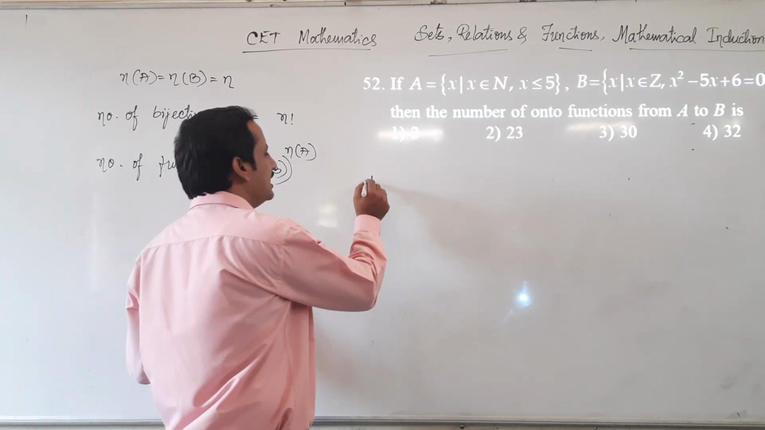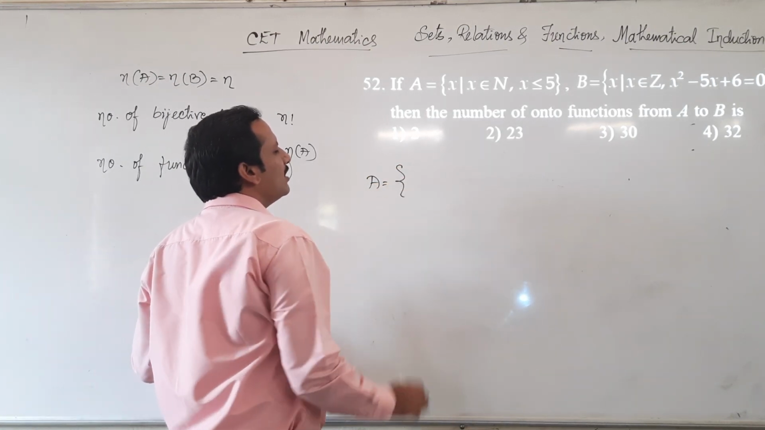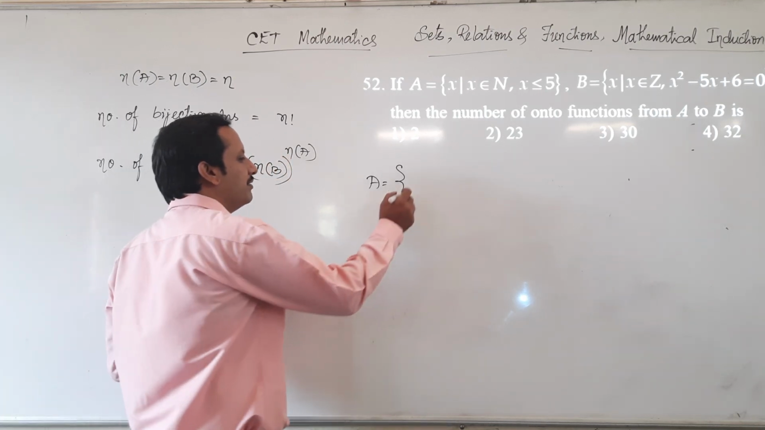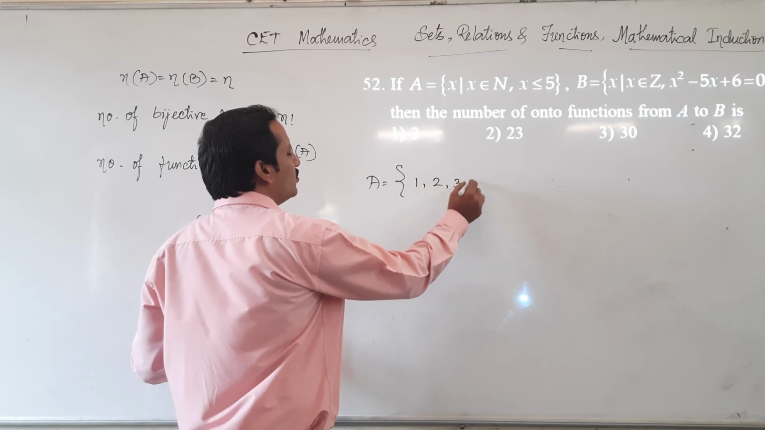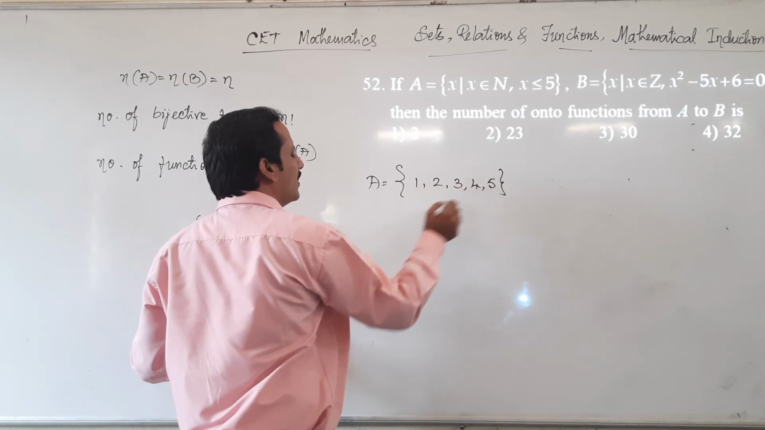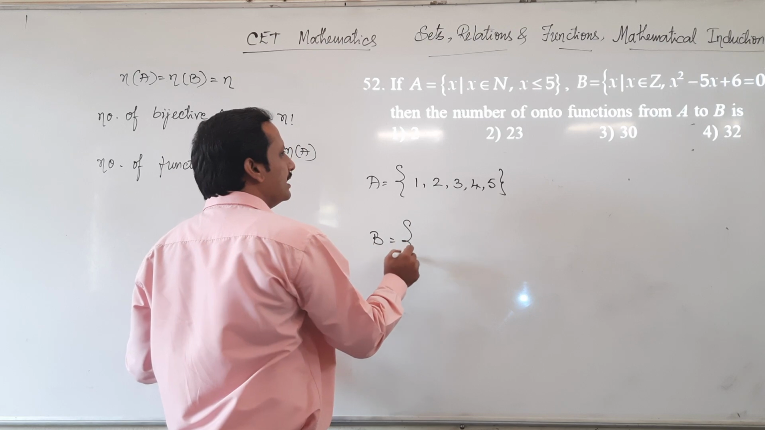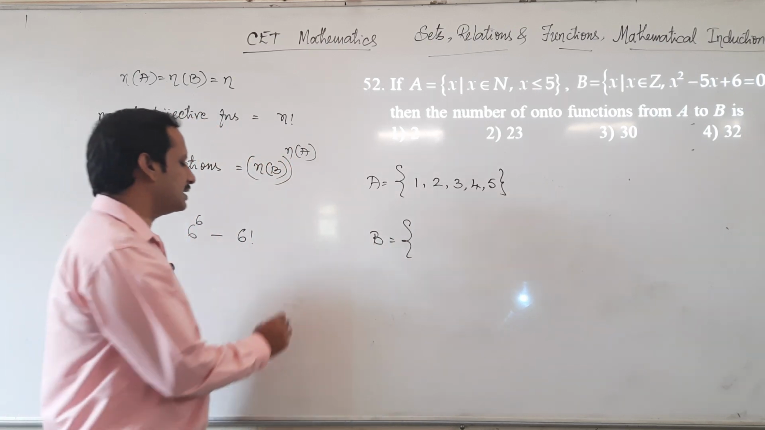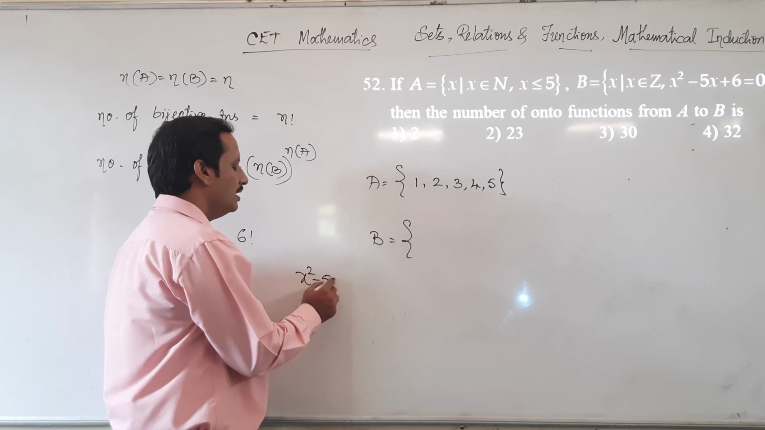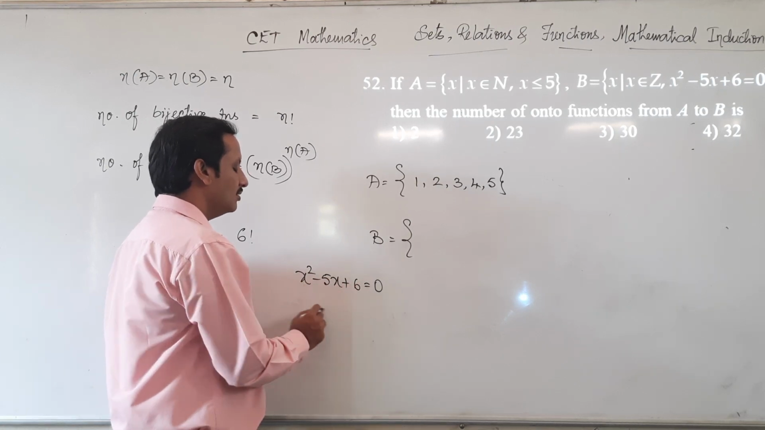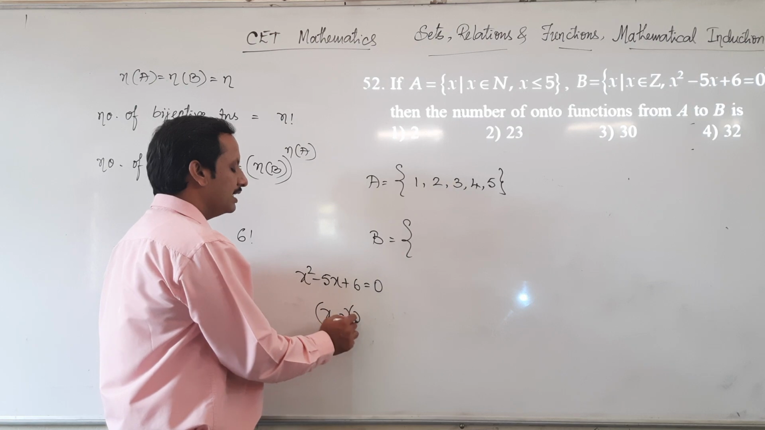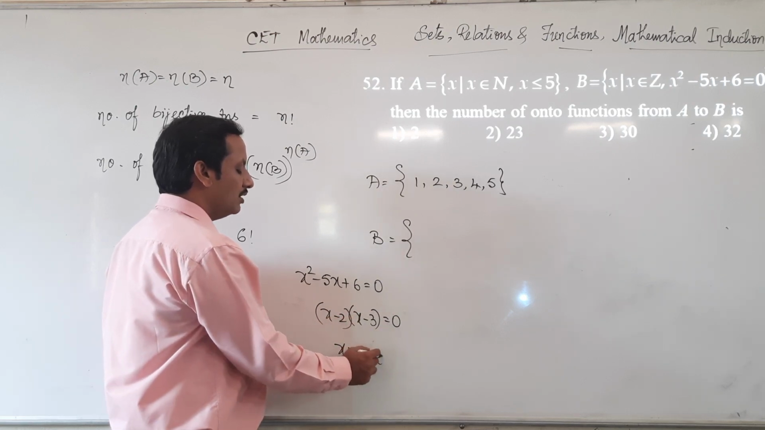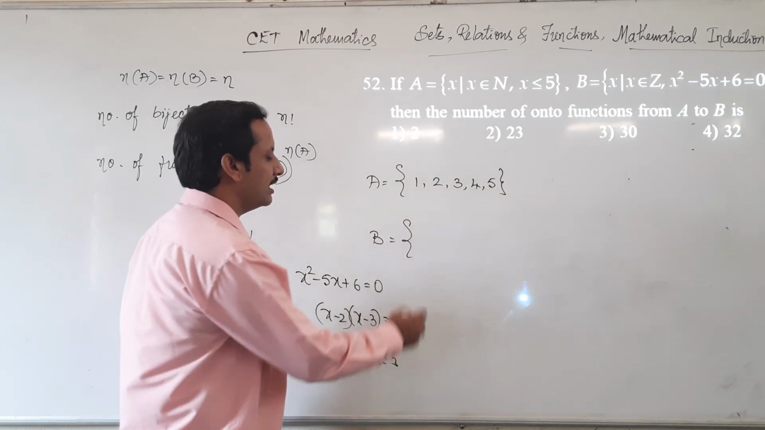So what is here? Let us find. x is a natural number and x should be less than or equal to 5, so 1, 2, 3, 4, 5. Then B is {x : x belongs to Z and x square minus 5x plus 6 equal to 0}. On factorization, we get (x minus 2)(x minus 3) equal to 0. Either x equal to 2 or x is equal to 3.